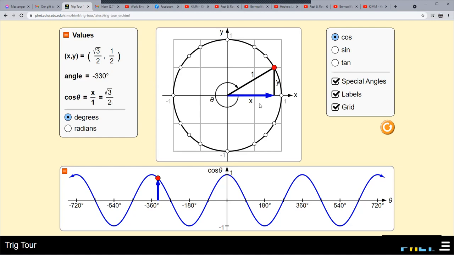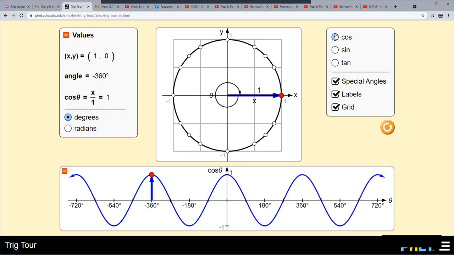And also for negative 330 degrees, you have positive square root of 3 over 2 for x and positive 1/2 for y, until you go back again to the original position. So now you have a total of 360 degrees. You would notice that the total angle revolved around a circle is 360 degrees. So let us try sine.